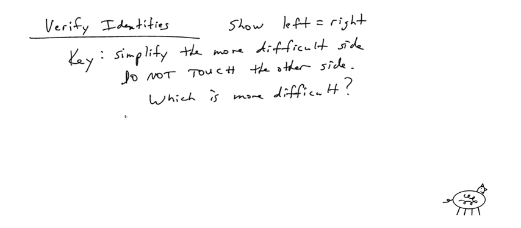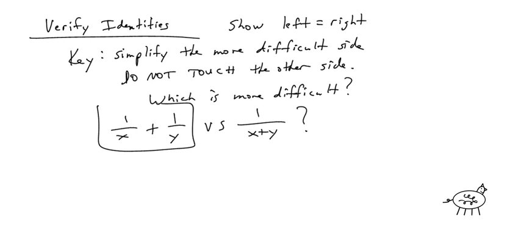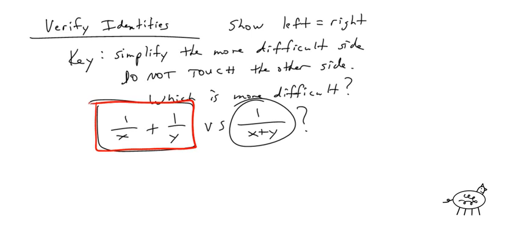We're going to compare 1 over x plus 1 over y versus 1 over x plus y. This guy right here is the more difficult one, because it's two fractions. At least this one is combined into one fraction. This one's already in two fractions, and you just find a common denominator, which would be xy. So this guy right here is the more difficult one.